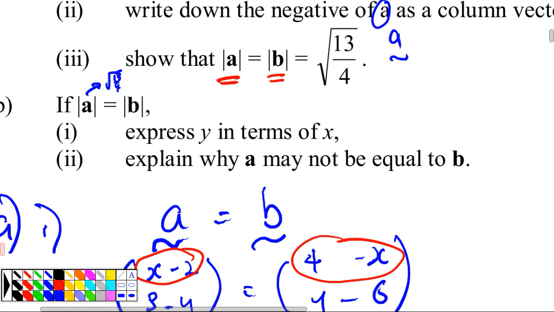But if I use 13 over 4, will I have y and x? No, I don't have y and x. This one also, I know is 13 over 4. But if I write that, then 13 over 4 equals 13 over 4. Nothing. How do I have y and x?